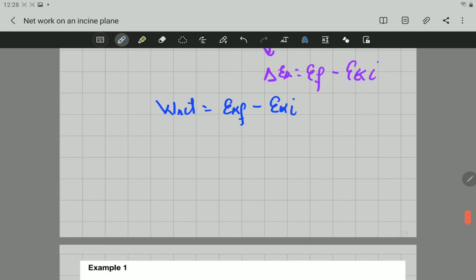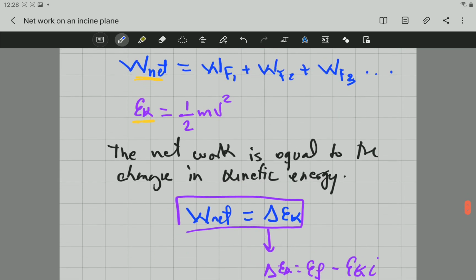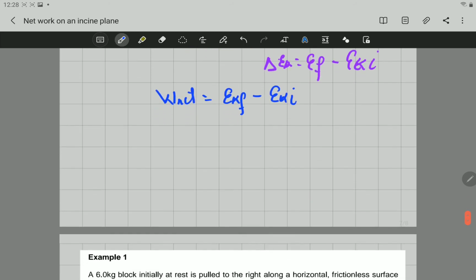And you can go on, you can substitute the formula of the kinetic energy, which is here, to each of the initial and final kinetic energies. And we'll have that the net work is equal to half the mass of the object multiplied by the final speed of the object squared, minus half the mass of the object multiplied by the initial speed of the object squared.